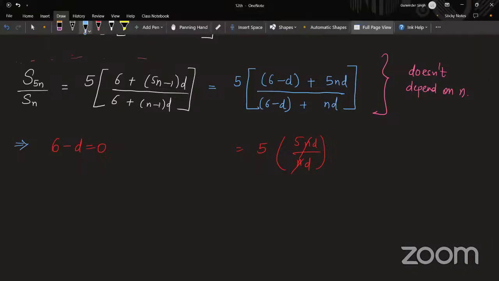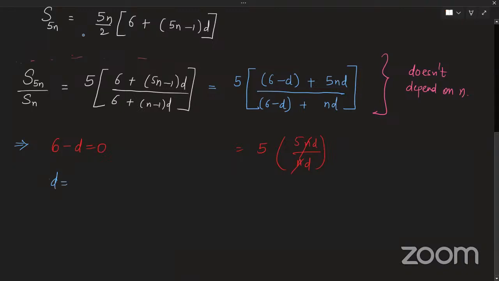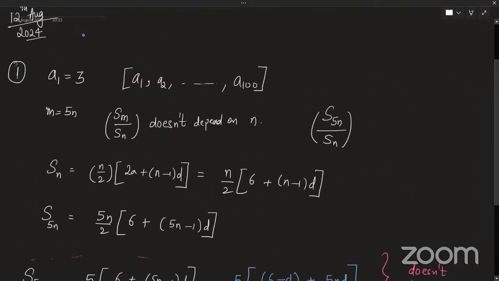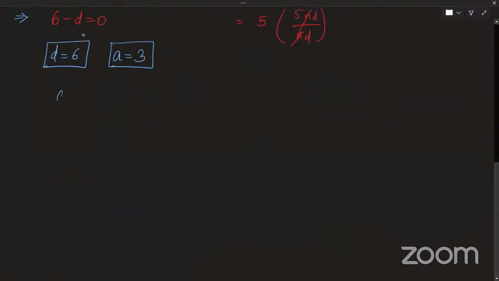If my 6 minus d is equal to 0, my d is equal to how much? 6. And I already know my first value is 3. A is 3, it was given to me. And the question was asking me to find the value of A2. A2 is basically A plus d, so it is 9.